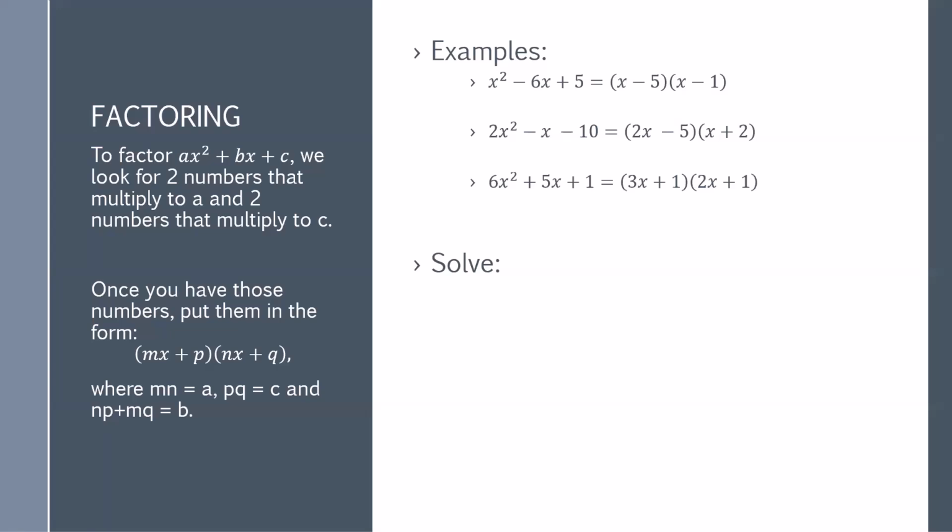Lastly, we have 6x squared plus 5x plus 1. Two numbers that multiply together to give 6 are either going to be 1 and 6 or 3 and 2. Numbers that multiply together to give 1 are going to be either +1 times +1 or -1 times -1. We do a little fiddling, and we get 3x plus 1 times 2x plus 1 will multiply together to give you 6x squared plus 5x plus 1.